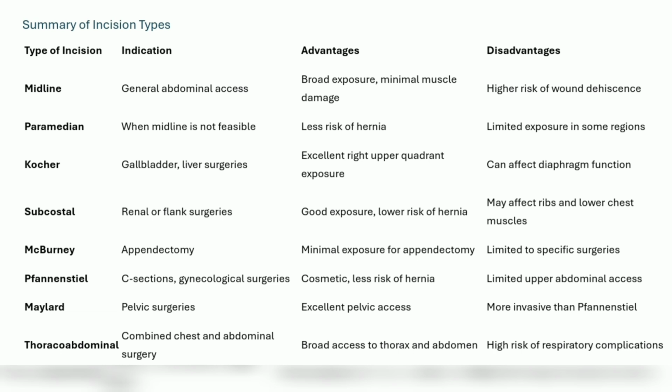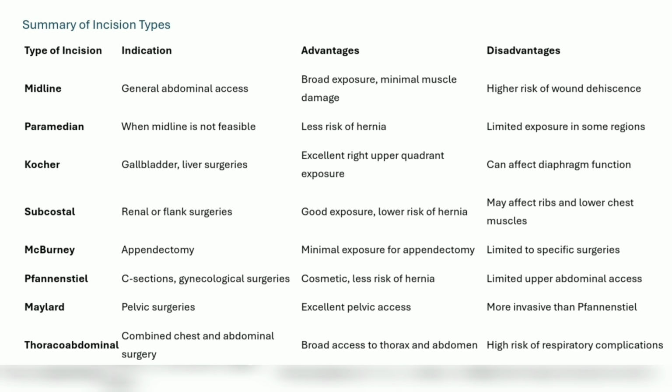Kocher incision. Used in gallbladder and liver surgeries, excellent right upper quadrant exposure but can affect diaphragm function. Subcostal incision. Used in renal or flank surgeries, good exposure, lower risk of hernia but may affect ribs and lower chest muscles. McBurney incision. Used in appendectomy, minimal exposure and limited to specific surgeries.